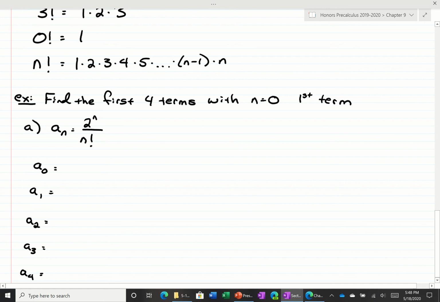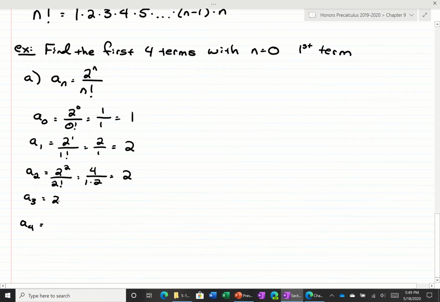we know a sub 0 is going to be 2 to the 0 power over 0 factorial. Anything to the 0 power is 1, so we have 1 over 1, which is 1. A sub 1 is 2 to the first over 1 factorial, which would be 2 over 1, or 2. A sub 2 would be 2 to the second over 2 factorial, which is 4 over 1 times 2, or 2. A sub 3 would be 2 to the third over 3 factorial, which is 8 over 1 times 2 times 3. So 8 over 6 is 4/3.